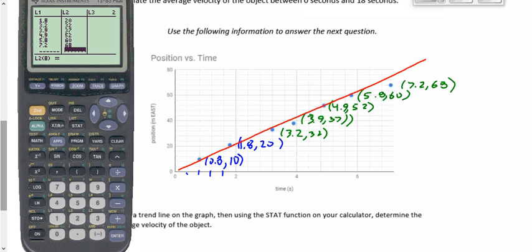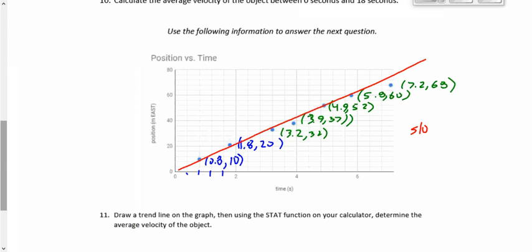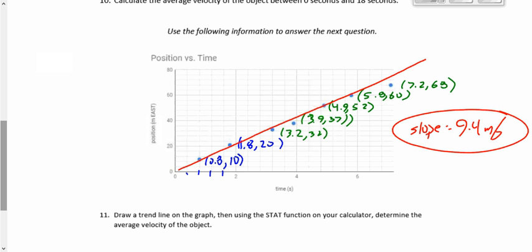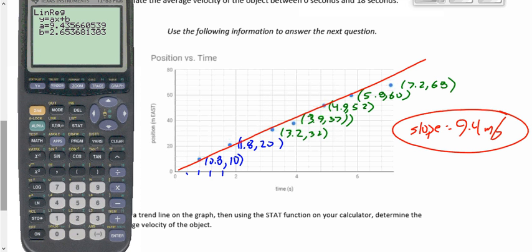Now what are my next three keystrokes? Stat, edit 1. Stat, calc 4. Stat, calc, option 4. Enter, enter. The slope of my graph is 9.4. You see that, guys? How many people got 9.4 for that? Or say 9.2 to 9.6. Anywhere between 9.2 and 9.6. Good. That would be 100%. Got it?